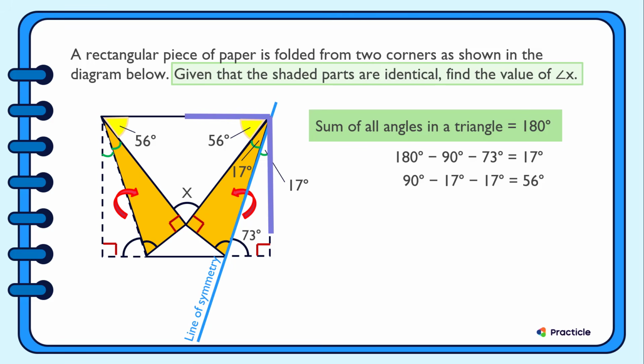Since we know 2 out of the 3 angles in this triangle, what can we do? We can make use of the rule that the sum of all angles of a triangle add up to 180 degrees. When we subtract 56 and 56 from 180, we can get the value of angle X. 180 minus 56 minus 56 equals 68. And that's the answer to this question. Angle X is 68 degrees.